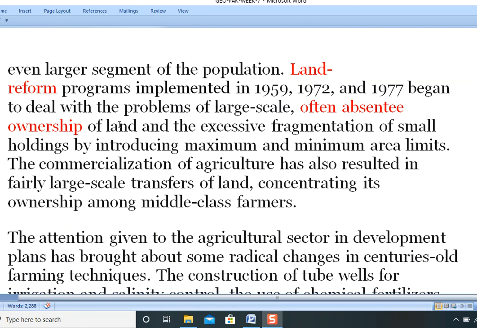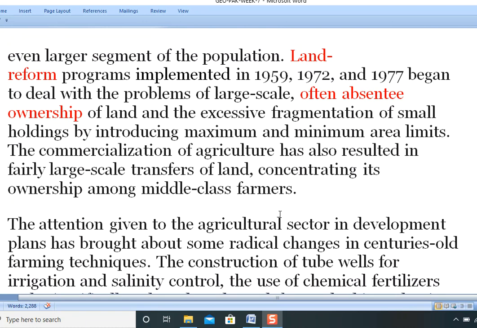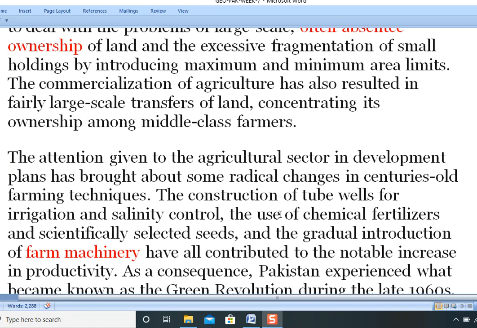Land reform programs implemented in 1959, 1972, and 1977 began to deal with the problems of large-scale, often absentee ownership of the land and the excessive fragmentation of small holdings by introducing maximum and minimum area limits. The commercialization of agriculture has also resulted in fairly large-scale transfer of land, concentrating its ownership among the middle class farmers. I expressed in the very beginning that the land was distributed permanently among the haris or muzairas, the people working on it, and accordingly a new class emerged and the economy of the people became better.